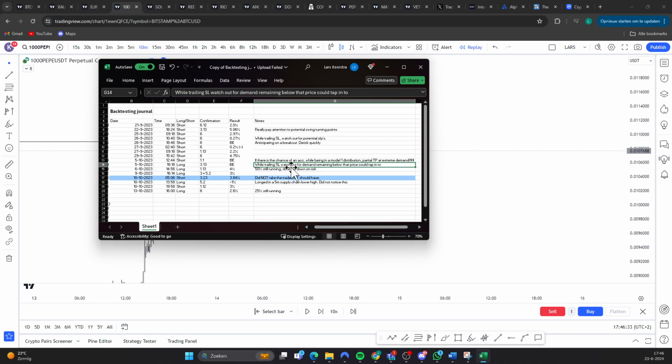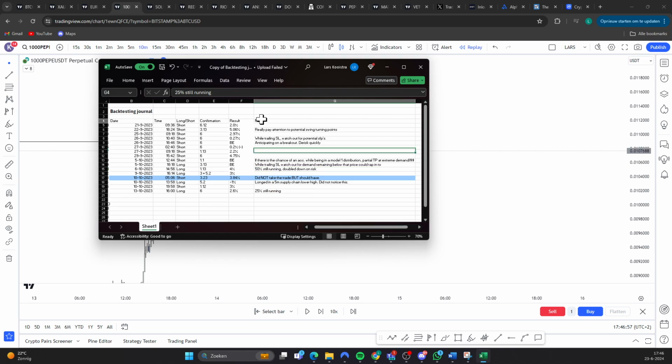While trading stop loss, watch out for demand remaining below the price to tap into. So 2 times we have watch out for trailing the stop loss. So let's keep that in mind, that we don't just trail stop loss, but we watch for SFPs and we watch for fake breaks. 50% still running. That's that swing long. And that's the loss that we already explained. And then we have 2 trades that are still running on the gold backtesting.